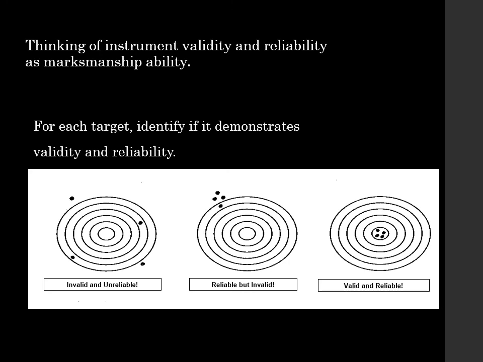So we can move to the next one, and we've done a better job. We've got a grouping up in the top left of 4 marks in the same area. So because they're close together, we know that's reliable. It's just not valid because we're not hitting where we want to hit. We're not hitting the bullseye. Then we get a little bit better, and we've got a good grouping, and we've got them in the general area where we want to have them, so they're valid and reliable.